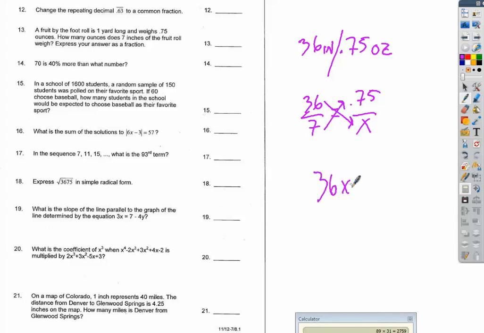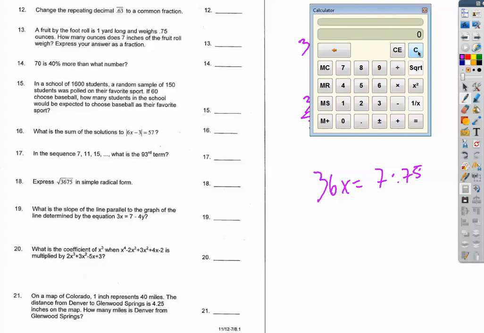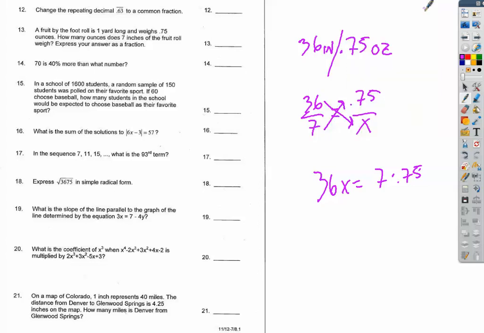So I know that 36x is equal to 7 times 0.75. So I'm going to cheat here in the interest of time. So I'm going to go 7 times 0.75 divided by 36. And so I get, oh, but they want it in a fraction. That is a royal pain. Oh well. It would be nice if we could get away with that. So, in this case, we don't want any decimals. It pays to read the whole problem, doesn't it?